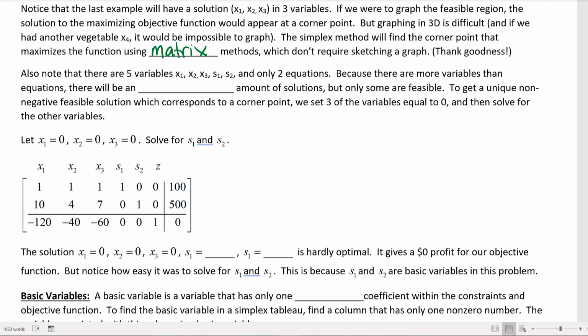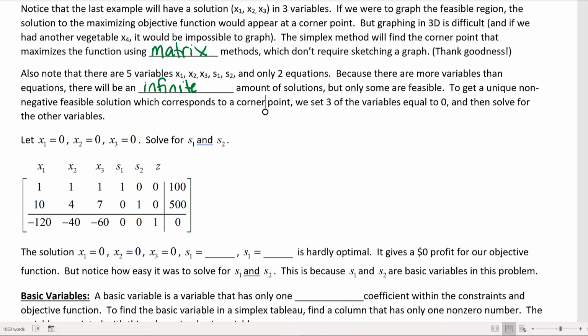Thank goodness. Also note that there are 5 variables, x1, x2, x3, s1, and s2, but only 2 equations. So because there are more variables than equations, there's going to be an infinite amount of solutions, but only some are feasible and only one is going to maximize it.